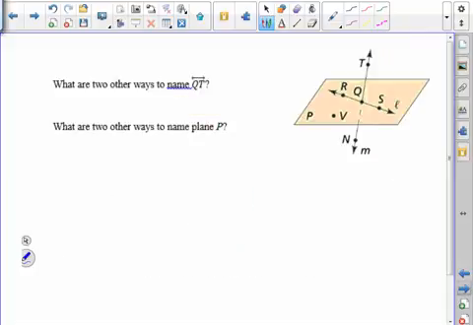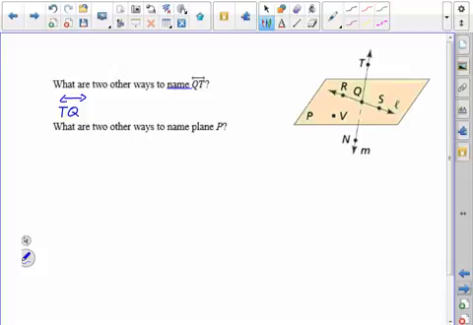So here we're going to take a look and see, can we identify some things? What are ways that we could name line QT? Well, line QT is that vertical line that's going through the plane that's been defined for us. You see that parallelogram is a basic shape that we will use to represent where a plane might be. A way that we could rename line QT, the simplest way, would be to reverse the letters.